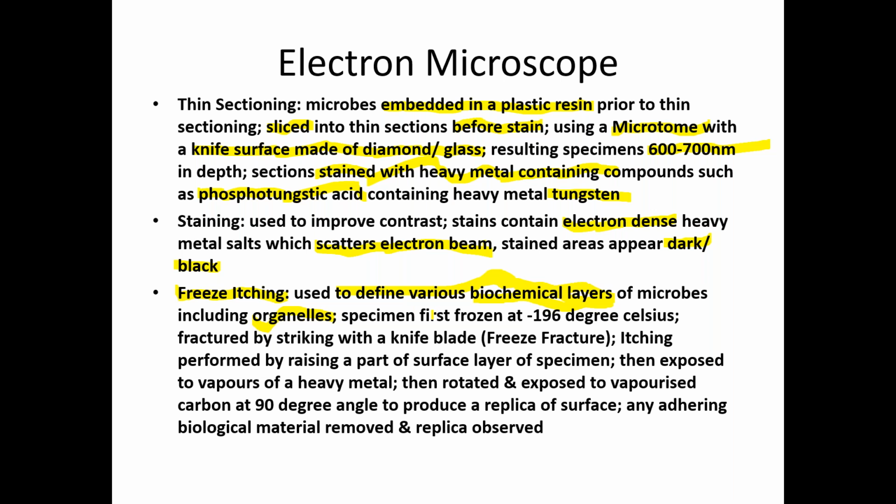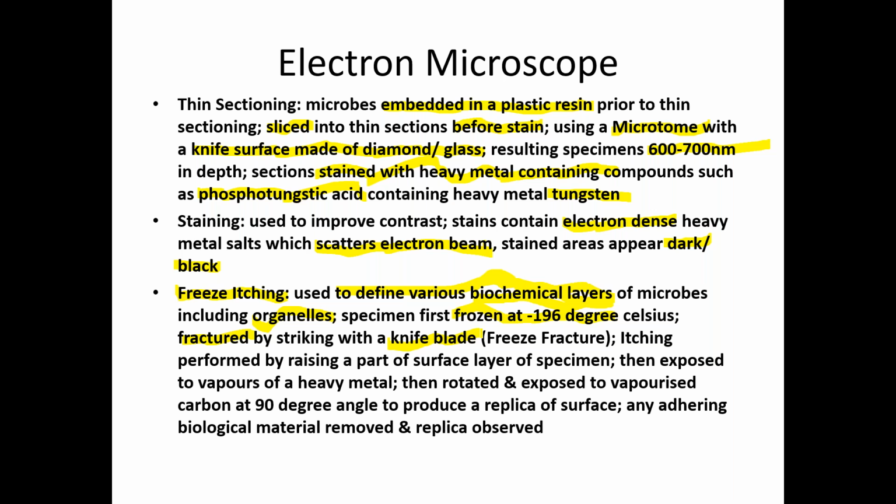Here what we are doing, first of all, the specimen is frozen at -196 degrees Celsius. The specimen, or the microbial cells which we are going to observe, undergo deep freeze at -196 degrees Celsius. After that, it is fractured by striking with a knife blade. Similar to our thin sectioning, first of all we freeze the specimen up to -196 degrees Celsius. After that, we fracture the specimen, we section the specimen.